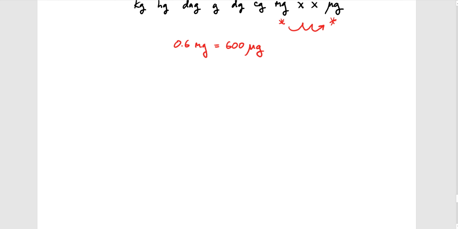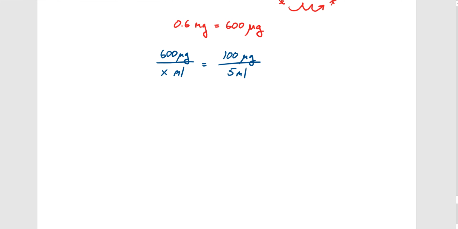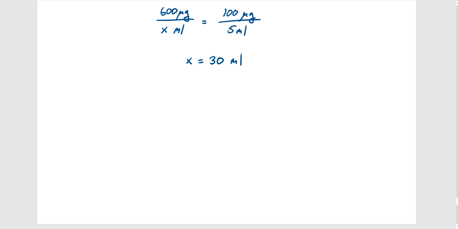And setting up this proportion again, we have 600 micrograms over x milliliters equals 100 micrograms over 5 milliliters. So we cross multiply and solve for x. I'm just going to skip the steps again for solving for it. We should end up getting 30, which is 30 milliliters. And now we need to convert 30 milliliters into tablespoons for our final answer here.